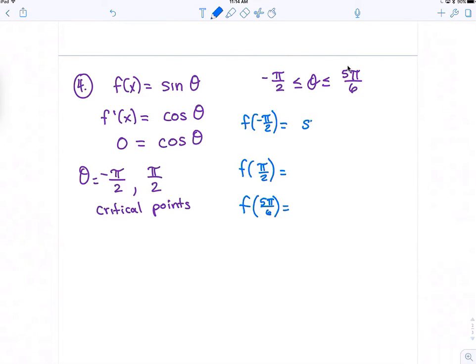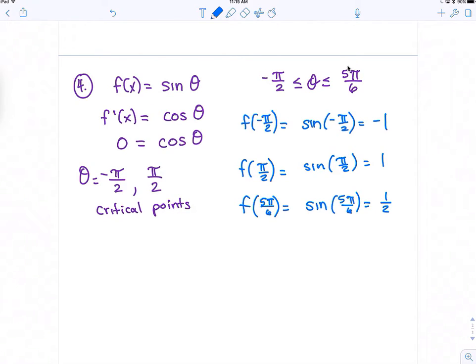Up here, this is just going to be the sine of -pi/2. So if you have your unit circle out, you can look at that. What's the sine value at -pi/2? -1. Good. What about sine of pi/2? +1. Look at your unit circle if you just need a refresher on this. Sine of 5pi/6, 1/2. Okay.